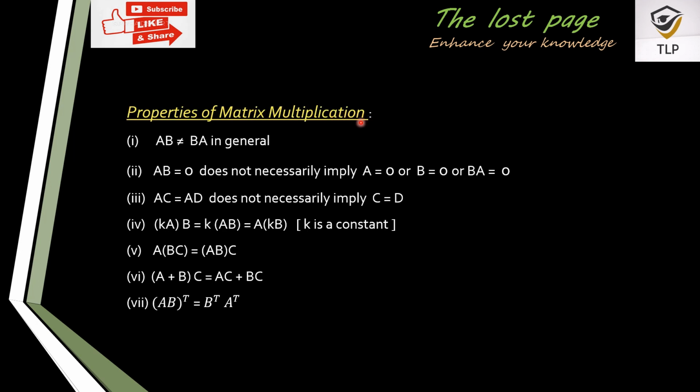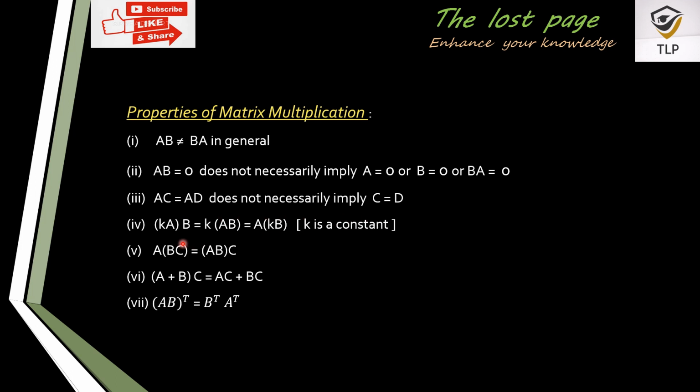Properties of matrix multiplication. First property, AB not equal to BA in general. Second property, AB equal to 0 does not necessarily imply A equal to 0 or B equal to 0 or BA equal to 0. Third property is AC equal to AD does not necessarily imply C equal to D.